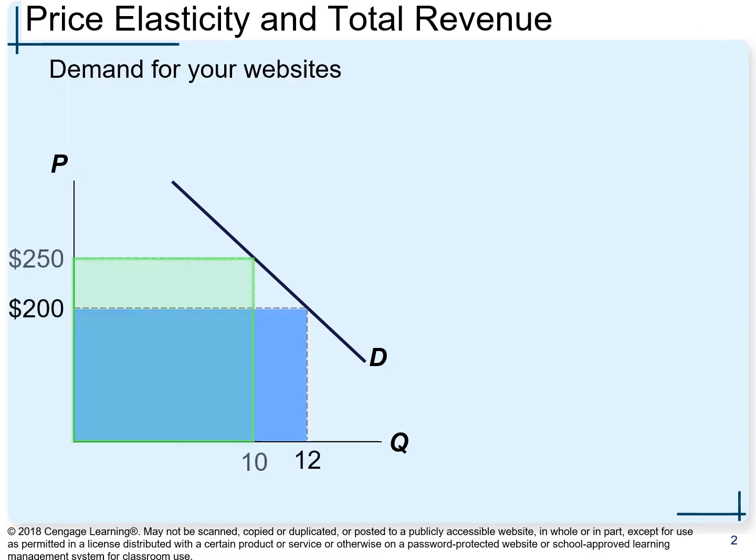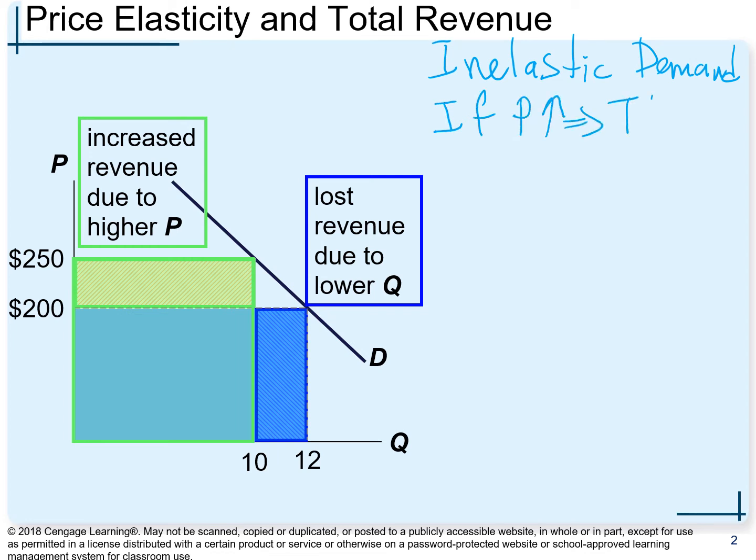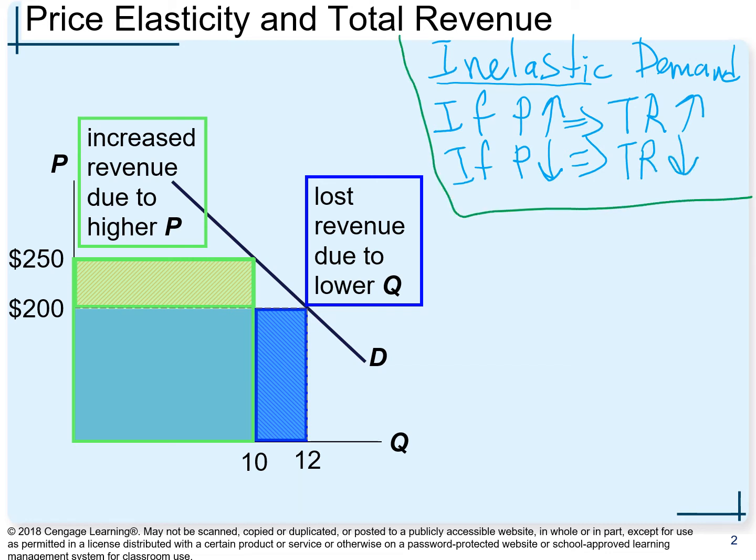So the conclusion is that for inelastic demand, if the price of the product is increasing, then total revenue is going to increase. And guys, remember, it's vice versa. If we decrease the price of the product for inelastic demand, then total revenue is going to decrease. So this is the rule that you need to remember for the exam.